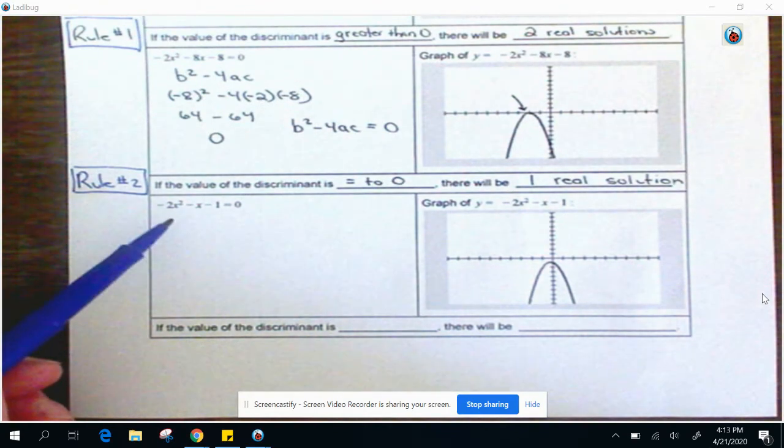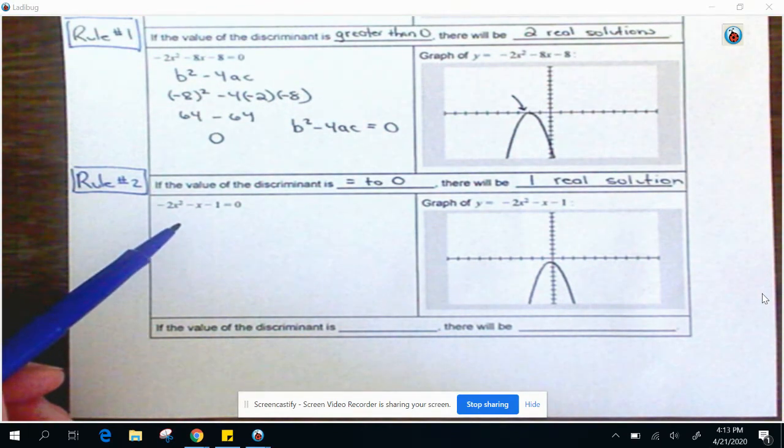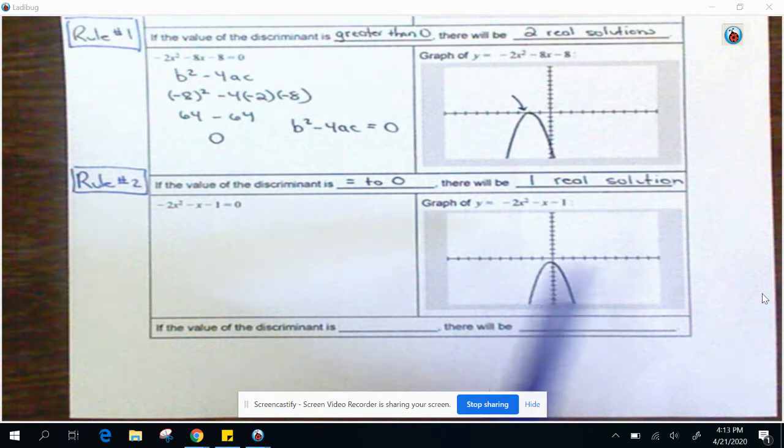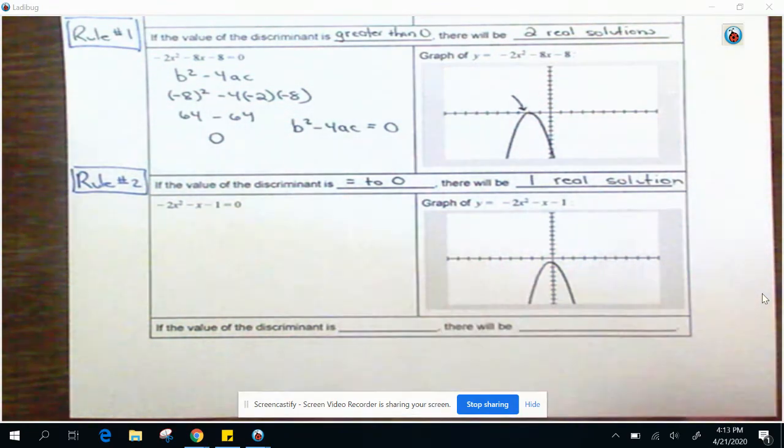Another quadratic function. Okay, we're looking for how many roots it has. As you can tell over here, we've got a graphical version, and we can tell, look how many times it crosses. None. All right, so we're looking for no real solutions. Okay, no real solutions. So let's look at that mathematically.